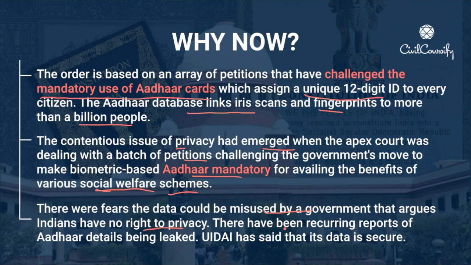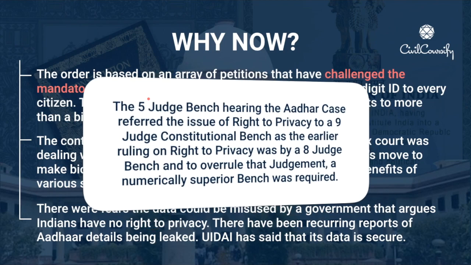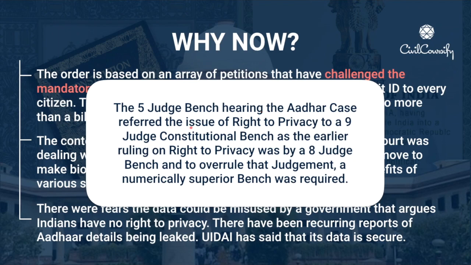Now, there were recurring reports of Aadhaar details being leaked and a lot of theft. So, although UIDAI has said that its data is secure, still it is a matter of debate and it is there in the court. So the 5-judge bench hearing the Aadhaar case referred the issue of right to privacy to a 9-judge constitutional bench. As I just said, the earlier ruling on right to privacy was by an 8-judge bench, and to overrule the judgment, a numerically superior bench was required.